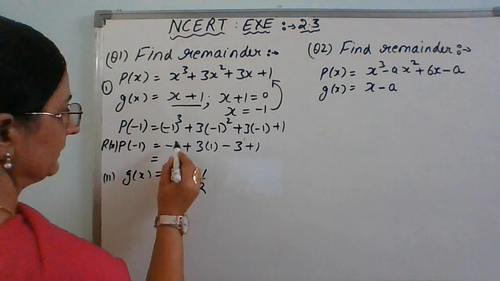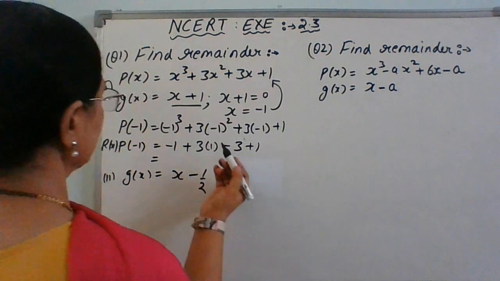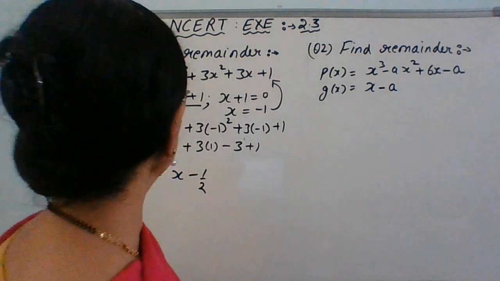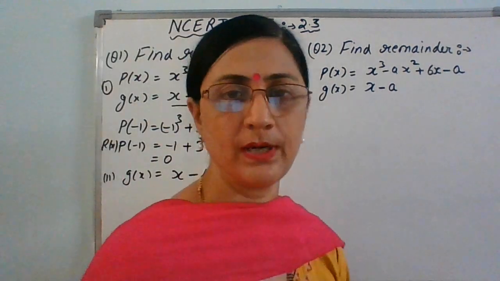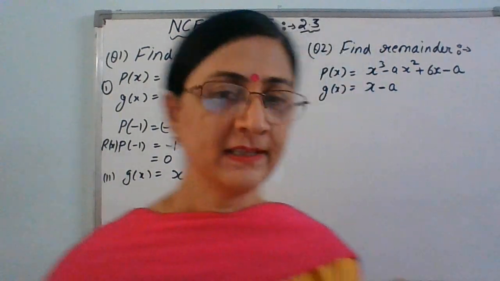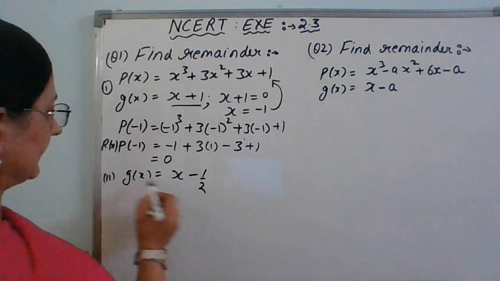So it becomes plus 1, minus 1 becomes 0, and 3 minus 3 becomes 0, and we get the answer 0 in this case. So the remainder here is 0, right? Here the remainder is 0. Okay, so I have done this question. Now let us do the second part.